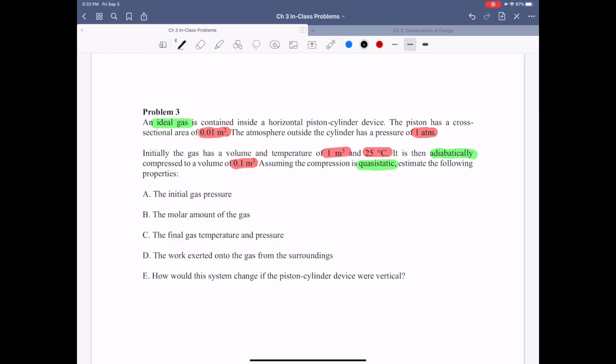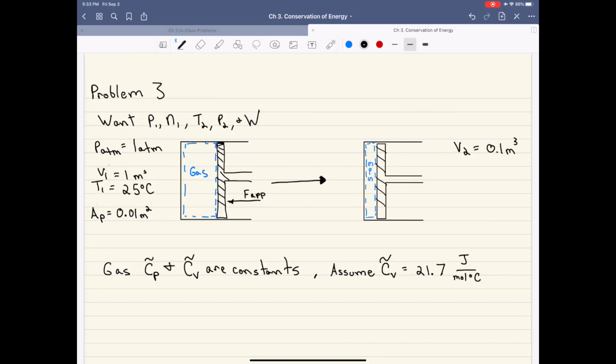Based on this problem statement, we could draw a schematic of the system that looks like this. We have some gas inside a piston cylinder setup, and it's horizontal, just to emphasize. Then this gas is compressed to a smaller volume. The initial volume is 1 meter cubed, the initial temperature is 25 degrees C, and the final volume that it's compressed to is 0.1 meter cubed.